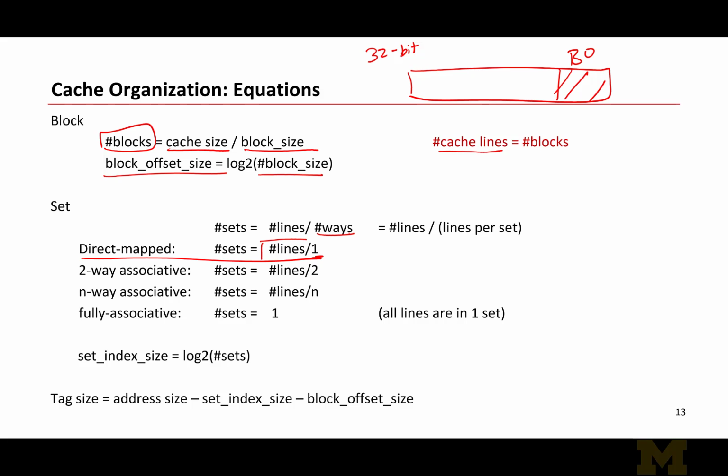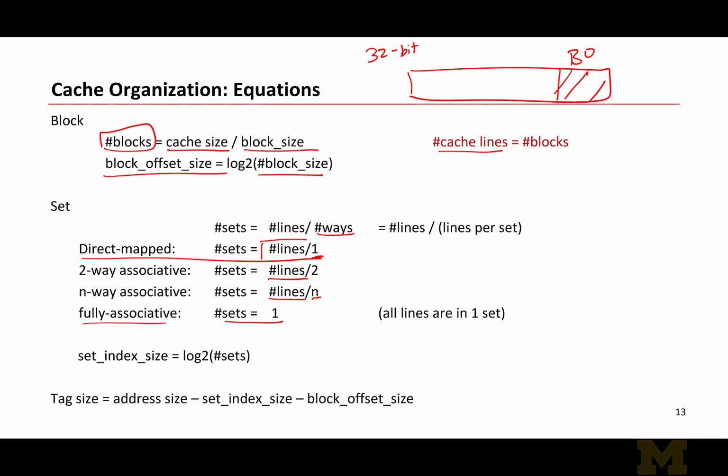And then if you have a two-way set associative cache, you take those cache lines and you partition them into 2 ways, and so the number of sets would be half of the number of lines. And in the case of an n-way set associative cache, you are partitioning the given set of cache lines into n ways, and so every set would only have number of lines divided by n. In the case of a fully associative cache, you place all the cache lines into one set, and therefore the number of sets is going to be 1. So n is equal to the number of lines.